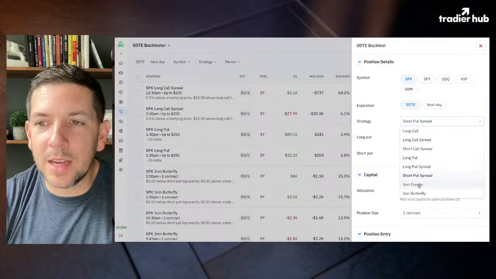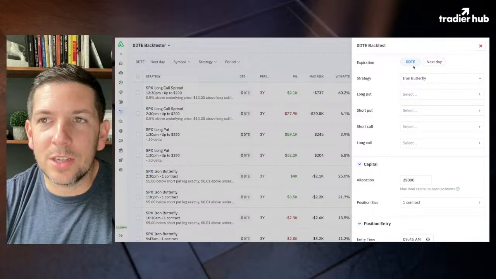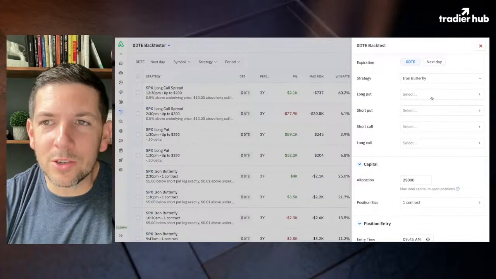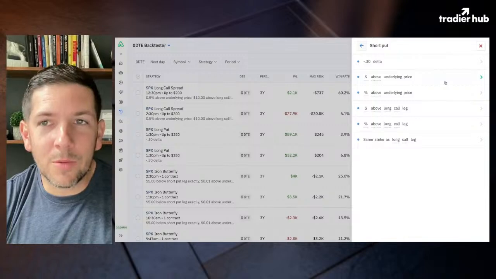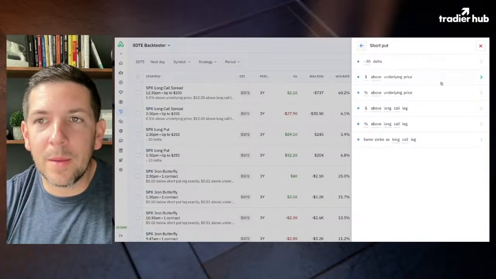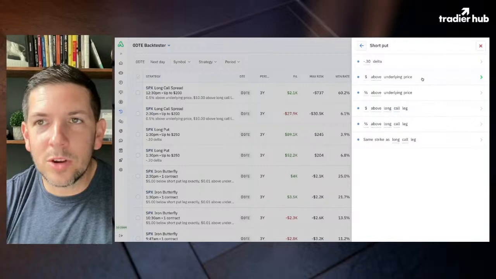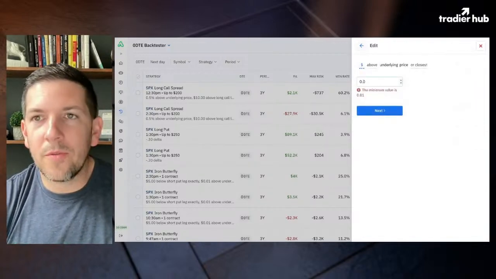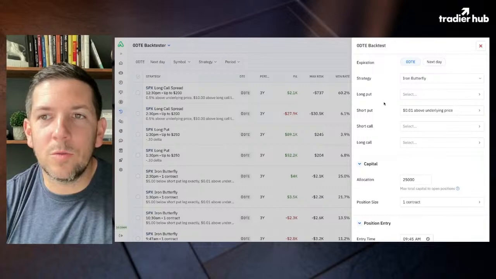So we're going to test an iron butterfly to start. Now you can see inside the backtester, once you select the strategy that you're going to test and the expiration, so we'll do zero DTE, but you can also test next day, you can actually select your legs, and you can get pretty specific with this. You can do a delta, you can do a dollar amount, so you can say $5 above and below the underlying price, or a percentage above and below the underlying price, or you can play it off of different legs. In this case, we're going to do this short put strike 0.01 above the underlying price, closest. So we'll just use whatever is the closest contract to wherever it's trading.